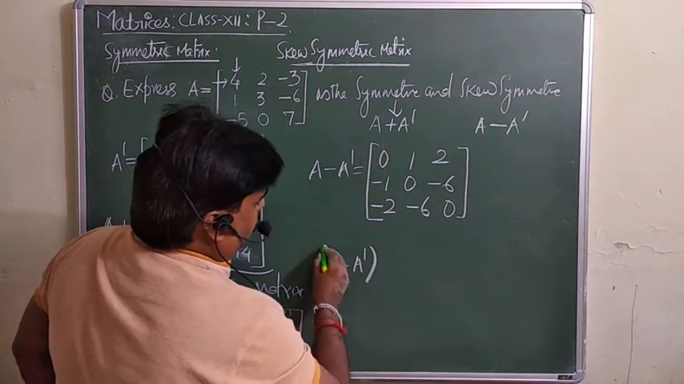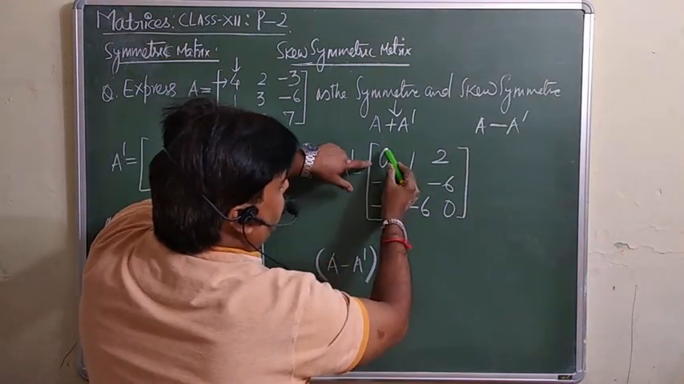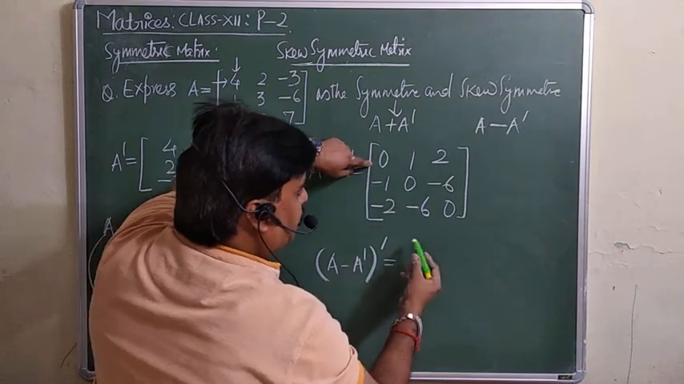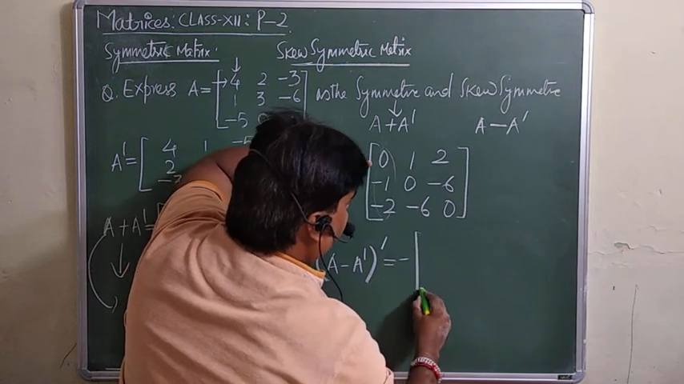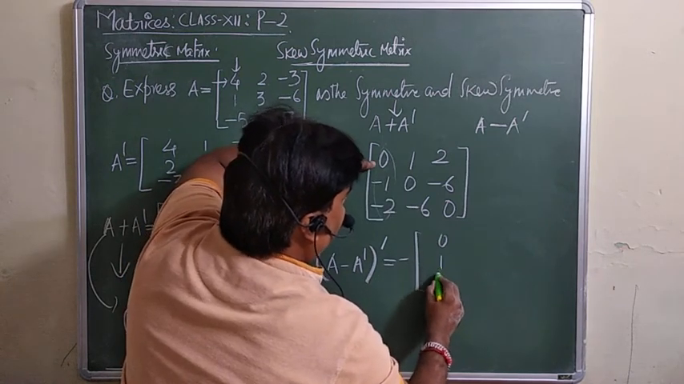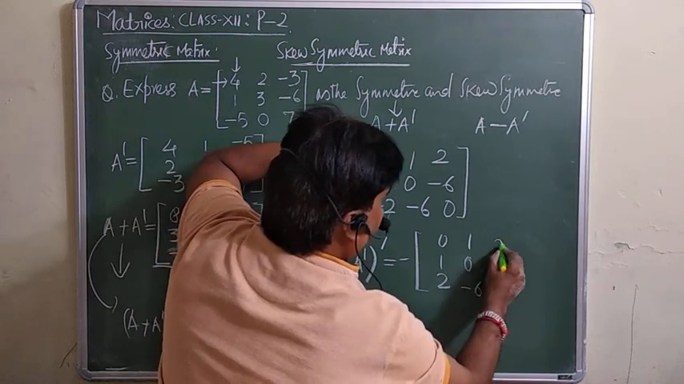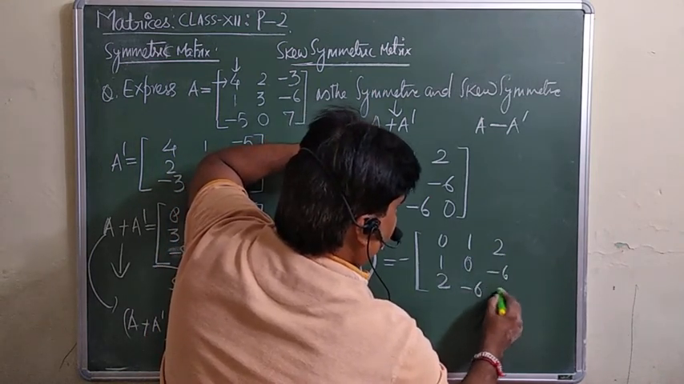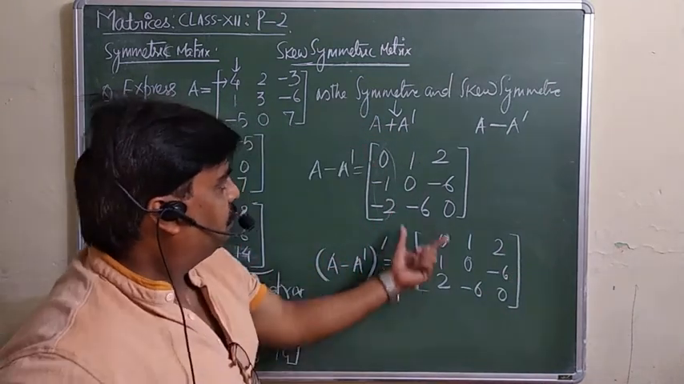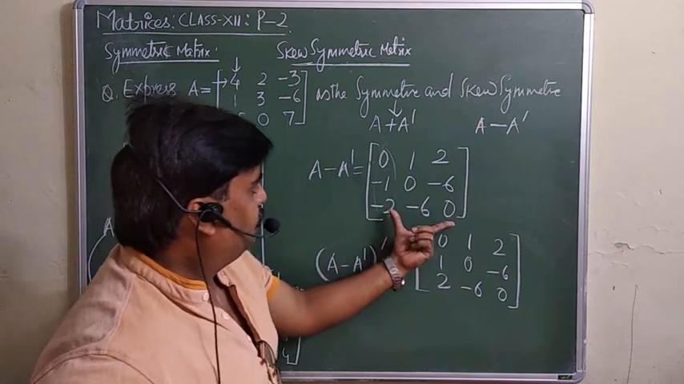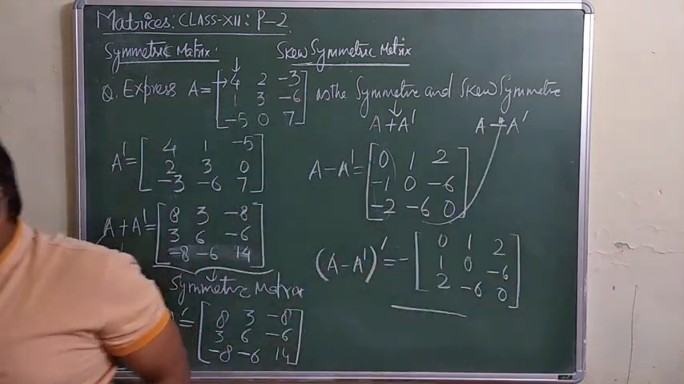You are going to transpose this one, which will come equal to minus A. So from here only you will write, you will get this one, or same here, but you can take the minus common from here. So what you will get? You will get this: 0, 1, 2, 1, 0, minus 6, 2, minus 6, 0. This is the skew-symmetric matrix. You can say this one is there. Have a look.